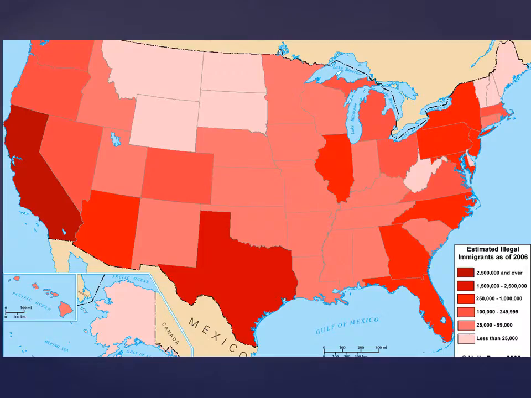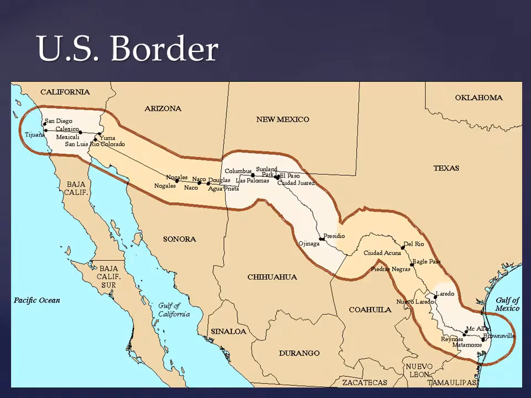Here we see a map of the United States, and the dark red states are the ones where most immigrants live. This is the U.S.-Mexico border. It stretches all the way from California to Texas, and there are several spots where you can cross. There are stretches of fence and the Rio Grande River.